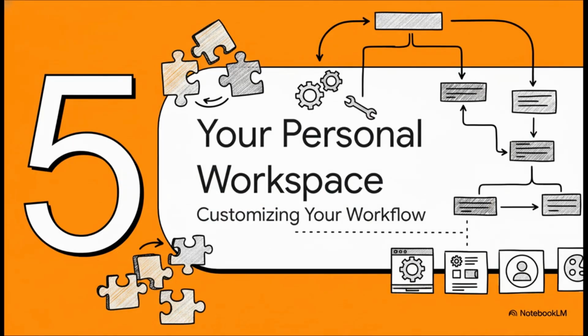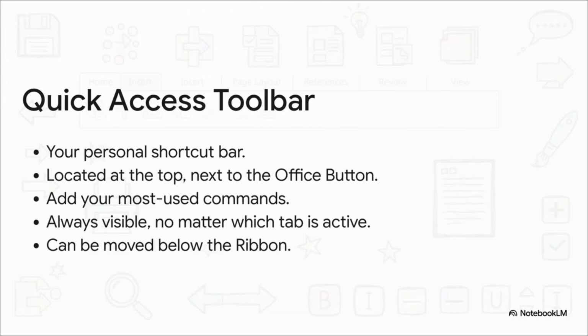So now that we know the lay of the land, let's talk about how you can actually customize this new interface to perfectly fit your own personal workflow. The Quick Access Toolbar is your secret weapon for efficiency. It's that small bar at the very top of the window where you can add any command you want. The absolute best part is that it is always visible, no matter which tab you're currently on. This is the perfect spot for things like save, undo, or print, so they're always just a single click away.